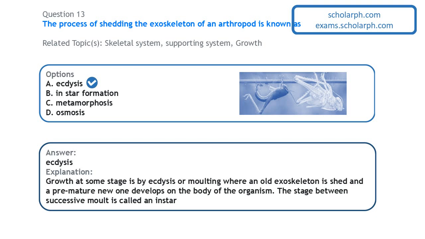The organism cannot keep expanding with that same exoskeleton. So at the point where it is supposed to grow, or when a particular point in time is reached that the organism is supposed to increase in size, it sheds off the old exoskeleton, and new ones begin to grow on that organism.